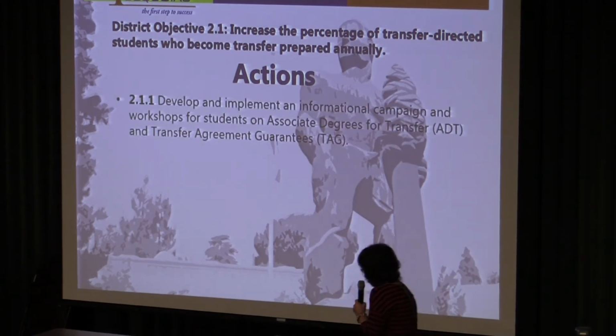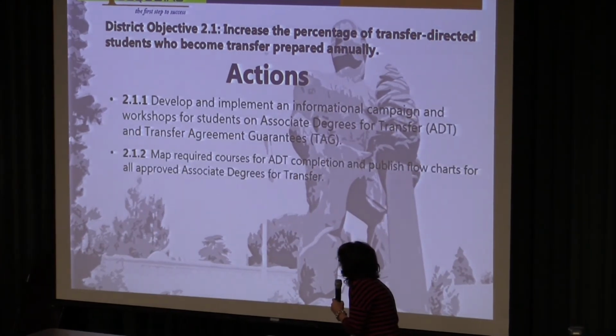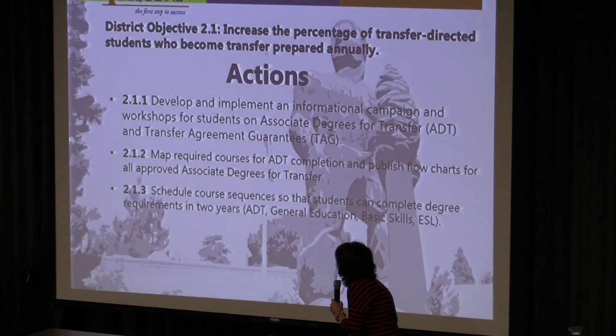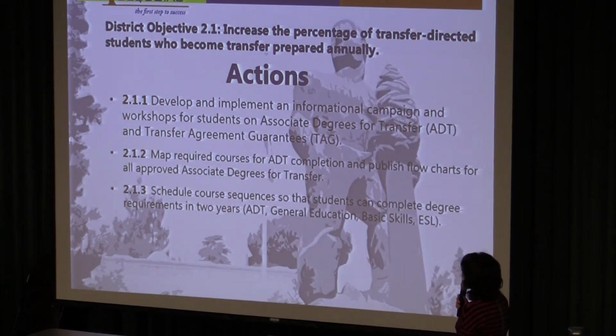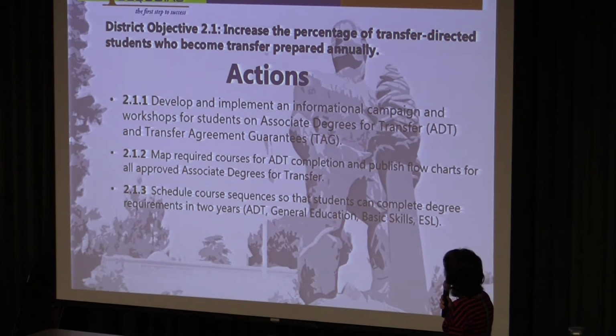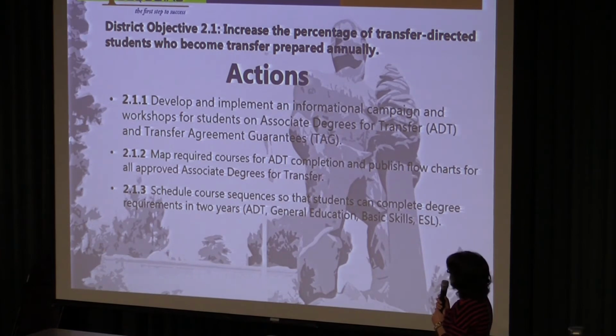I'm going to put them all up here. Develop and implement an informational campaign and workshops for students on associate degrees for transfer, ADTs, and transfer agreement guarantees. So this is an action, again, to make a difference and see that needle move in District Objective 2.1.